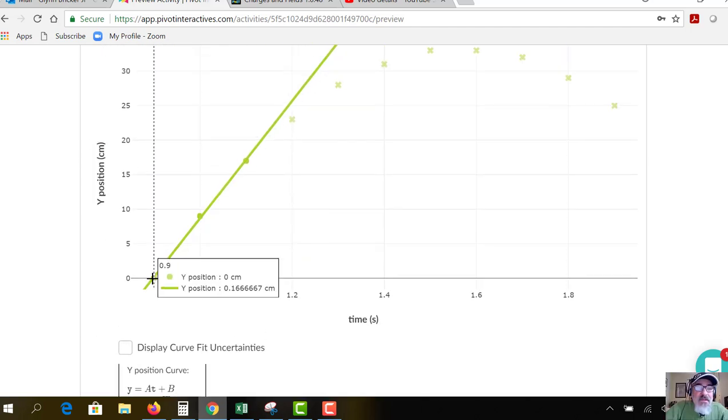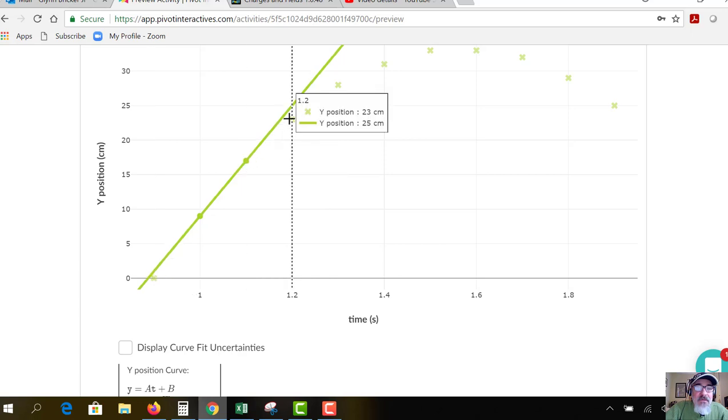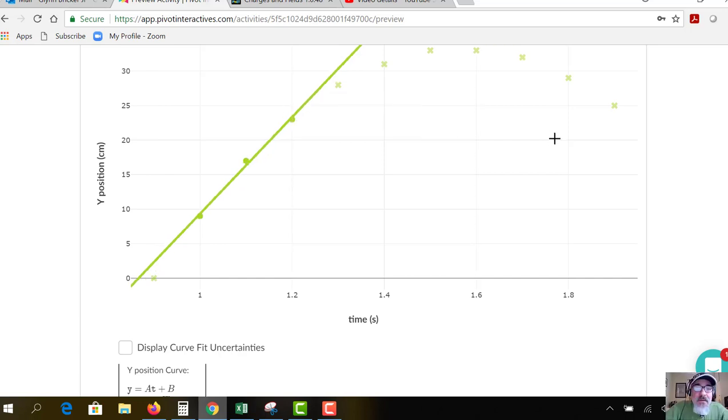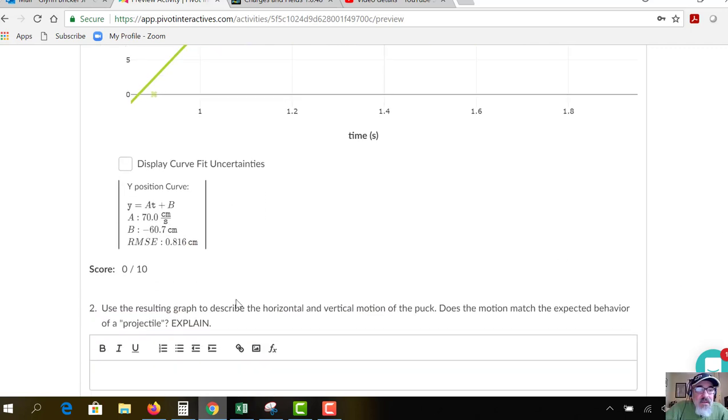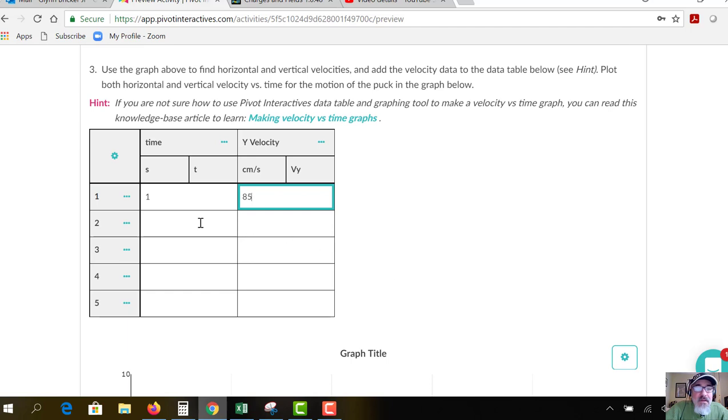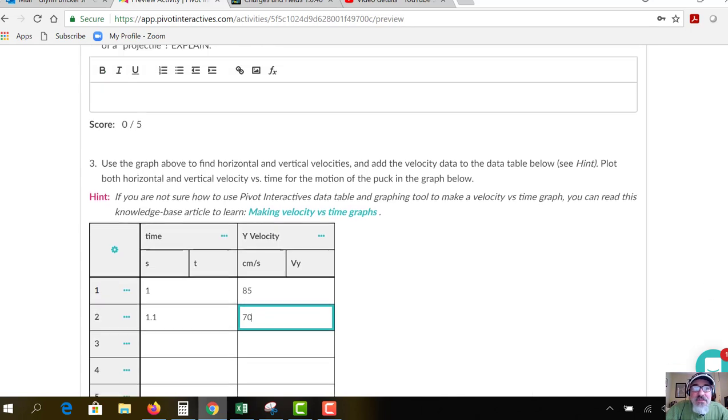So I got to get rid of this one, but include the one right after it. So I've deselected that point, and then I've reselected this one just by clicking on it. Okay, so then at 1.1 second, this is the slope around that point. So 1.1 seconds, it's 70. So I can come down here, 1.1, 70, and just keep going through this.